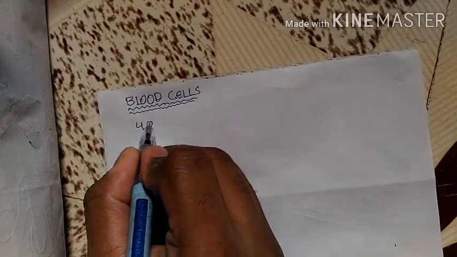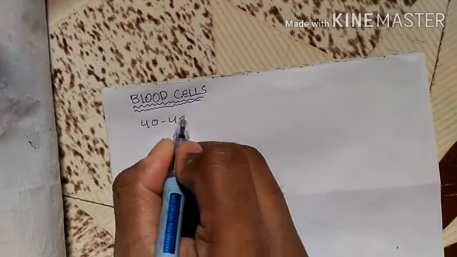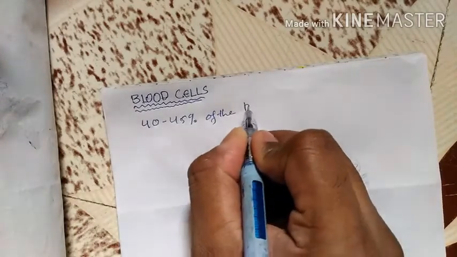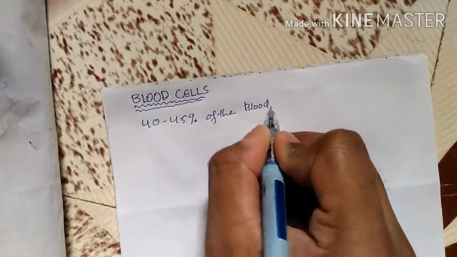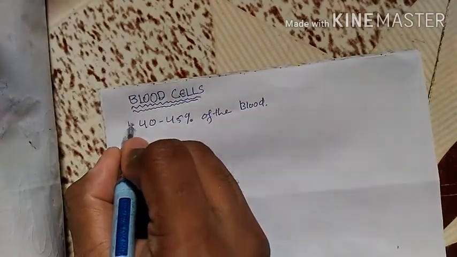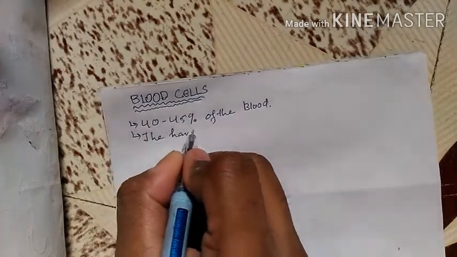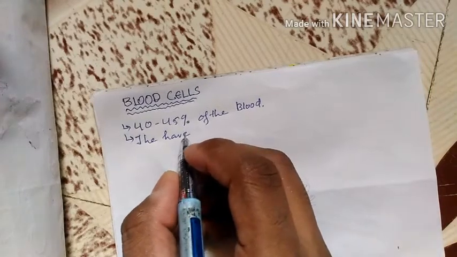Today we are going to see all about the blood cells. The blood cells constitute about 40 to 45% of the blood. The rest of the blood, 50 to 55%, is blood plasma.